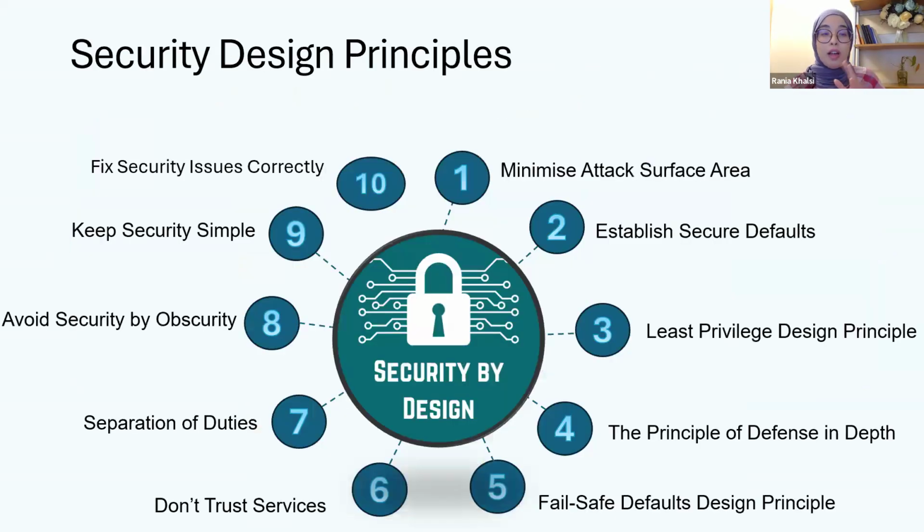So we have these 10 principles. The first one is to minimize attack surface area. Second, establish secure defaults. Third, least privilege design principle. Fourth, we have the principle of defense in depth. Next, we have fail-safe default design principle. Sixth, we have don't trust services. Seventh, separation of duties. Eighth, avoid security by obscurity. Ninth, keep security simple. And tenth, fix security issues correctly.